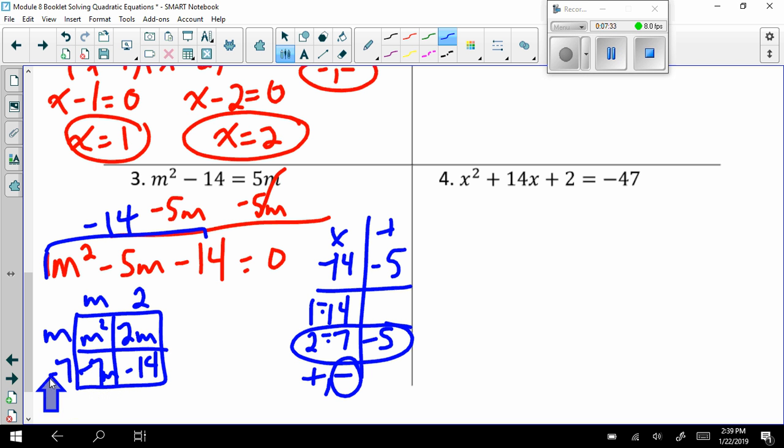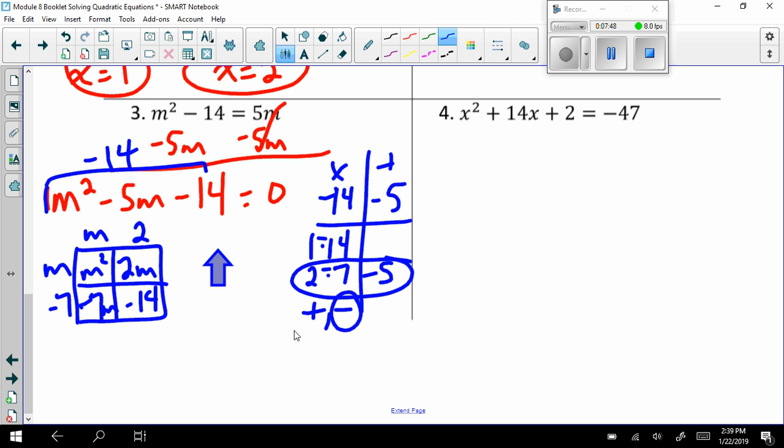I can remultiply to check. M times m is m squared. M times 2 is 2m. M times negative 7 is negative 7m. And 2 times negative 7 is negative 14. So I can feel fairly confident I did that correctly. So I'm going to have m plus 2 times m minus 7 equals 0.